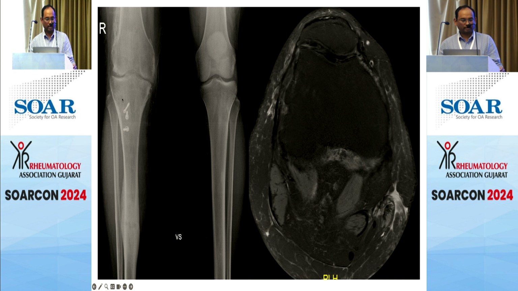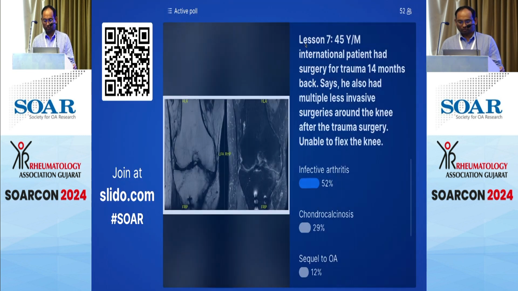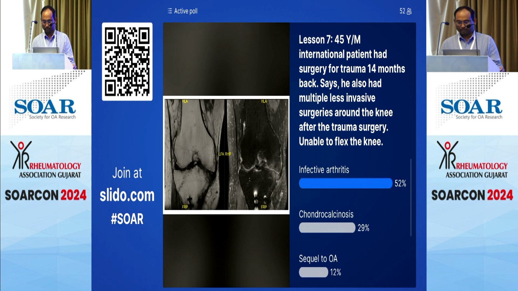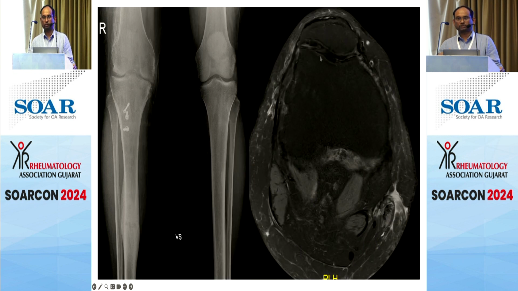So this is the right knee joint, where you can also see the evidence of osteomyelitis in the shaft. For this, multiple drainage procedures were done. And there is quite a uniform joint space reduction. Currently, the patient was unable to flex because of the chondrocalcinosis which has developed in the knee joint. Chondrocalcinosis was also there in the patellofemoral joint. So this is secondary to the infective arthritis.